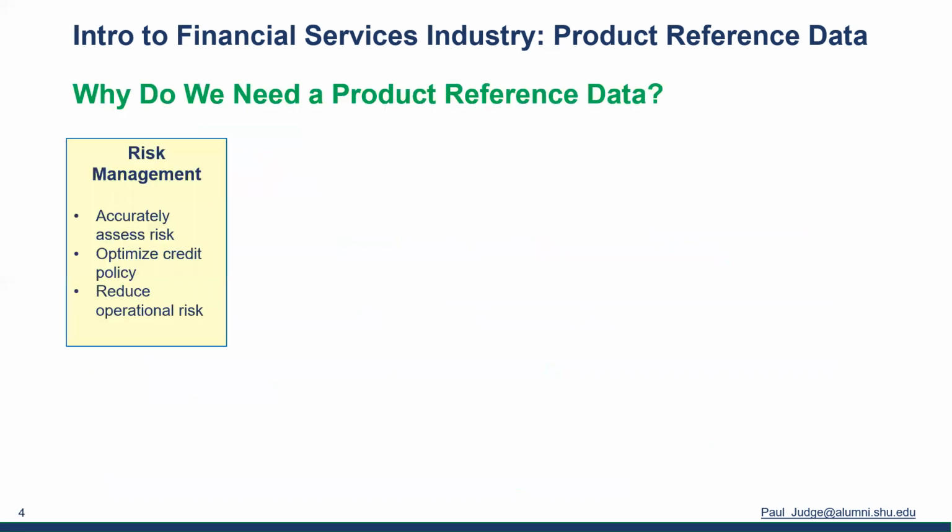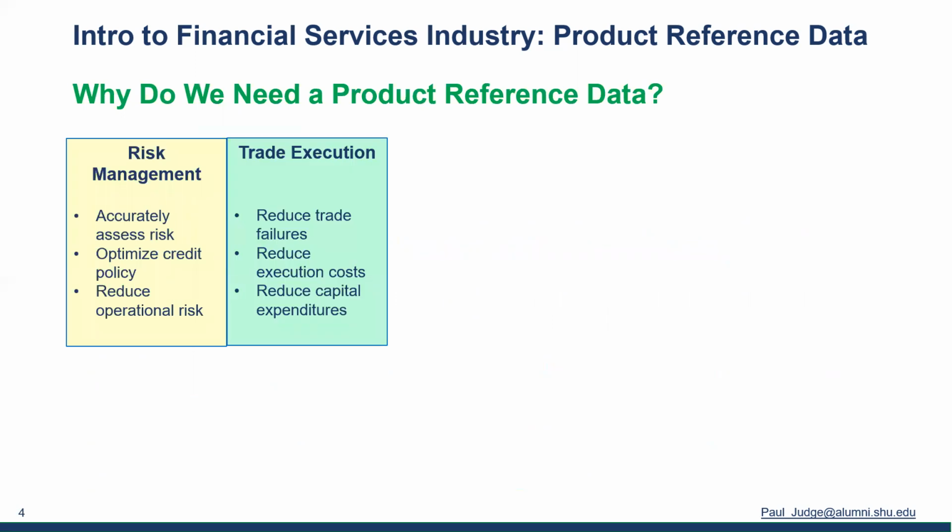Okay, so why do we need this data? First is risk management, as I discussed a moment ago. We want to accurately assess our risk. We want to optimize our credit policy. We want to reduce operational risk, those breaks I was referring to. So the risk department in any firm, any bank or broker, needs to have this data so they can do their job.